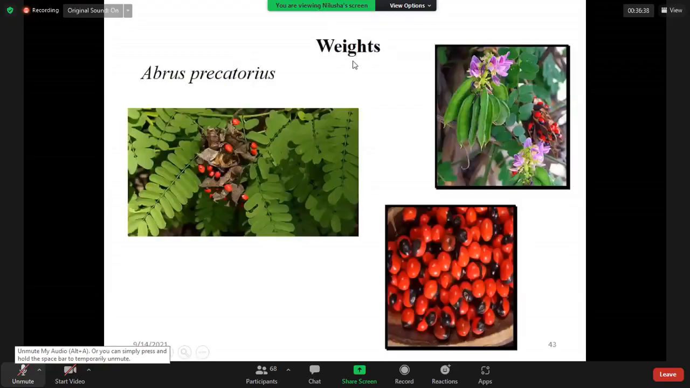Next one is for jewelry production. You can see the seed, flower and pod. This is Abrus precatorius.